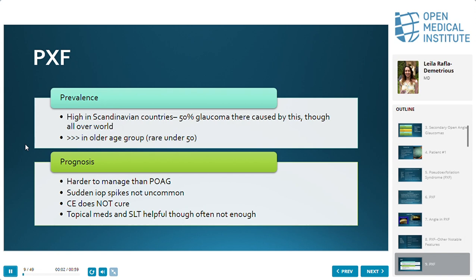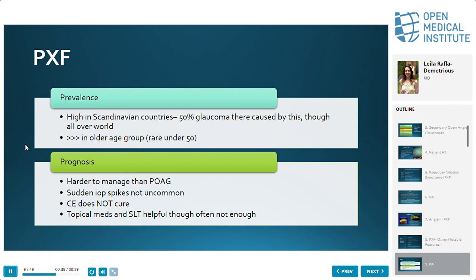So the prevalence is very high, especially in Scandinavian countries. 50% of glaucoma in the Scandinavian area is due to pseudoexfoliation, though it really is all over the world. 10 to 20% of people over the age of 60 actually have pseudoexfoliation. It's rare to see it in younger age groups. And as anybody else who's dealt with it knows, it can be very difficult to manage, much more so than primary open-angle glaucoma.